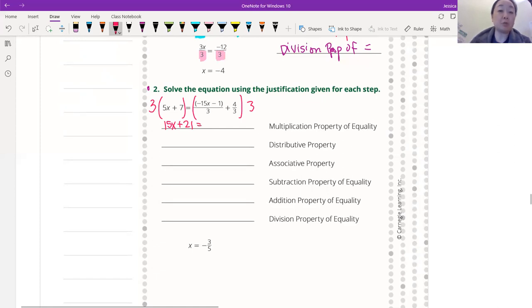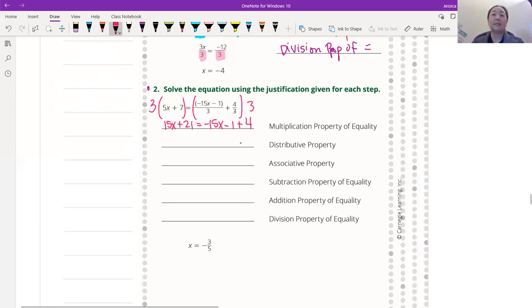Now remember, this is just one big fraction. I know it looks more complicated than that, but it's just a big fraction, right? So this divided by 3 and this multiplied by 3, they're going to cancel out. That was the whole reason why we multiplied by 3 in the first place, right? So you get just whatever the top is, which is going to be -15x minus 1 plus, well, these 3's also cancel out, and all we have left is the 4.